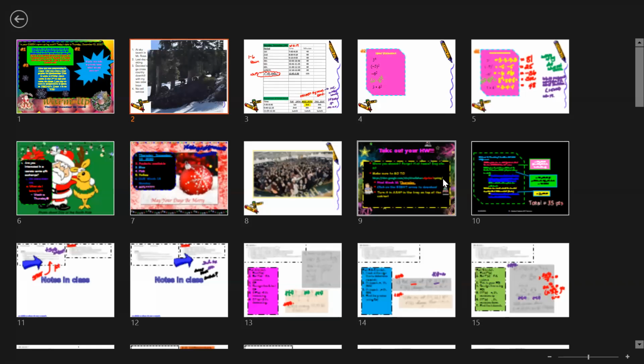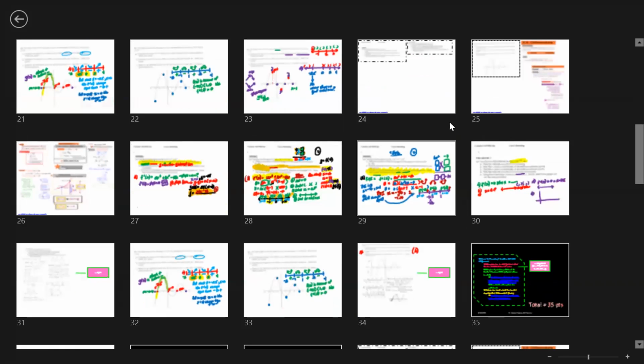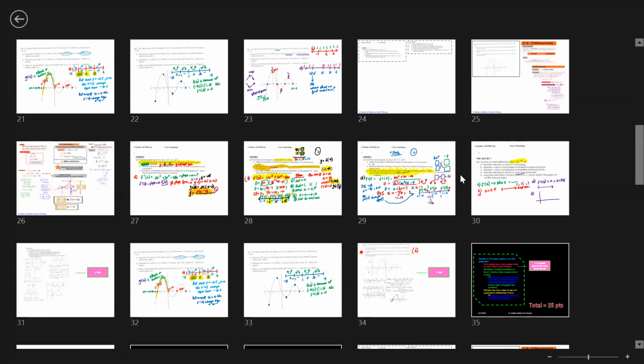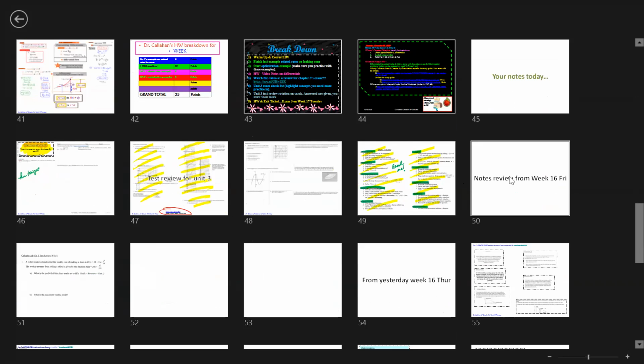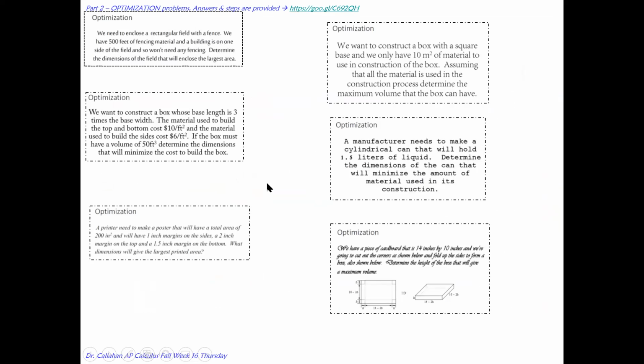When I saw you guys last time, yesterday, I asked you to go over several of the examples, real life problems involving optimization versus related rates. So today I would like to go over the following from yesterday. These are the questions from related rates. These are the questions from optimization.